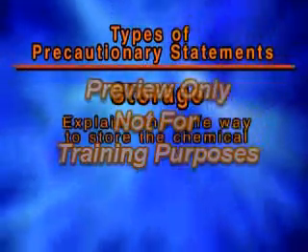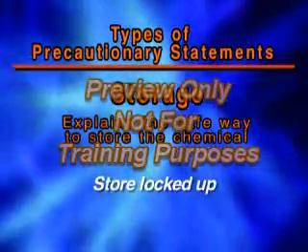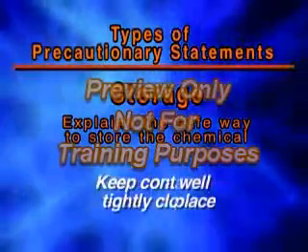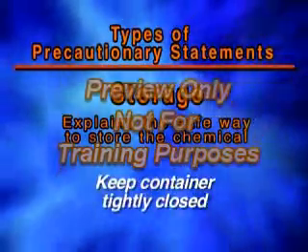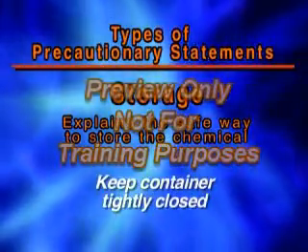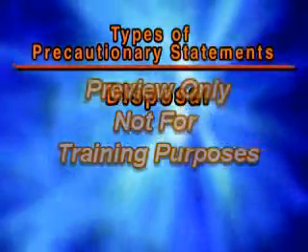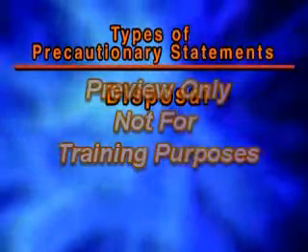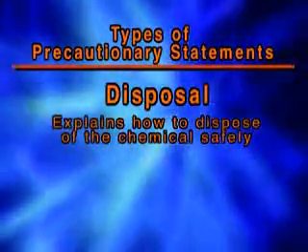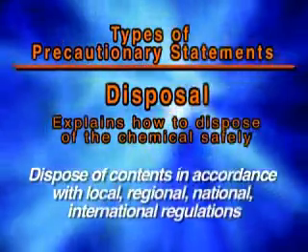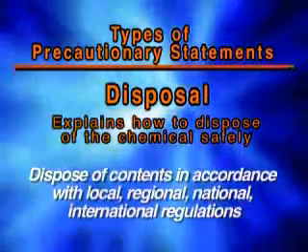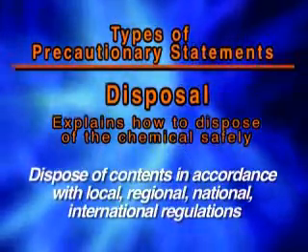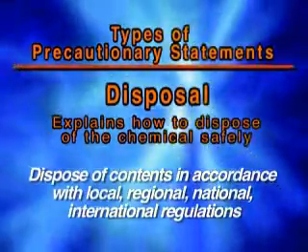Storage: explains the safe way to store the chemical. "Store locked up," "store in a well-ventilated place," and "keep container tightly closed" are statements you might see in this section of the label. Disposal: the last statement explains to the employer/employee how to dispose of the chemical safely. "Dispose of contents in accordance with local, regional, national, international regulations" is an example of a disposal statement you might see on a label.